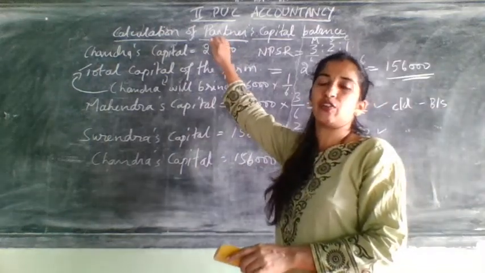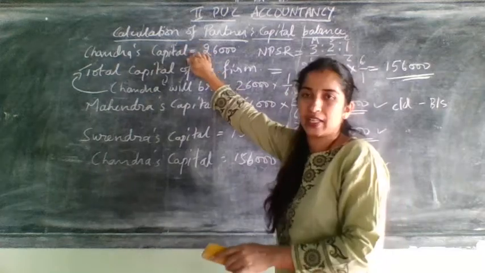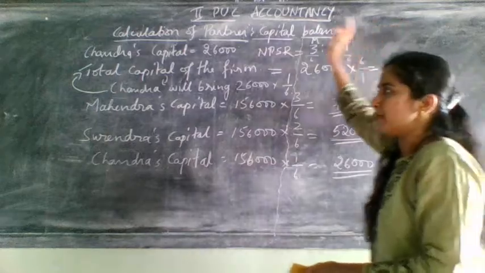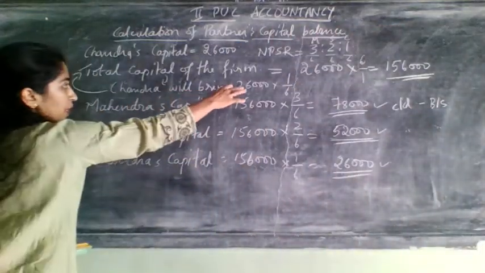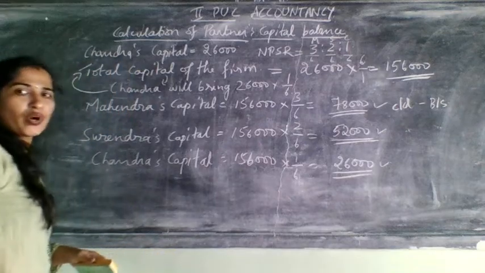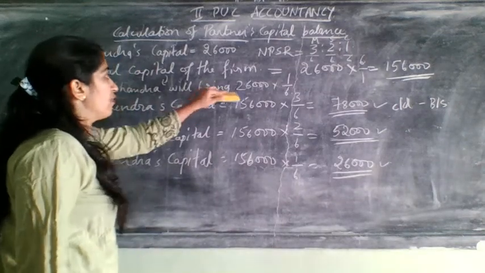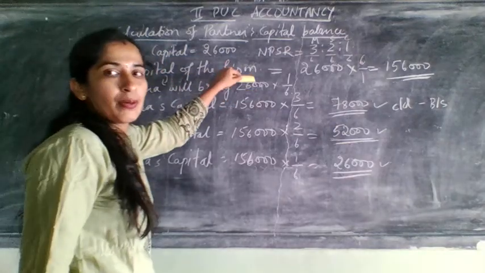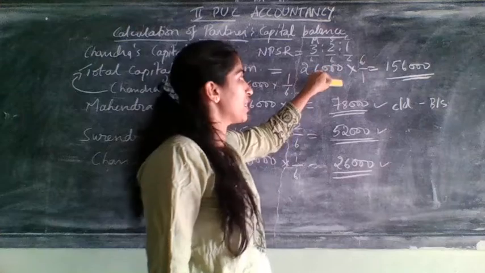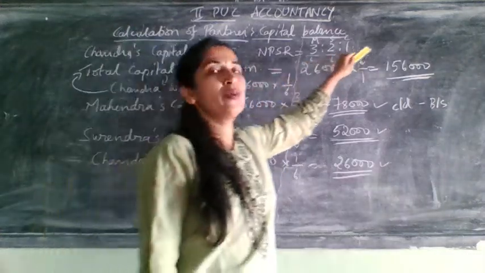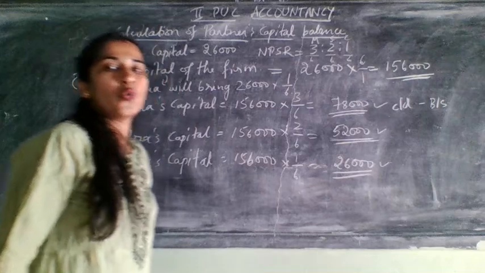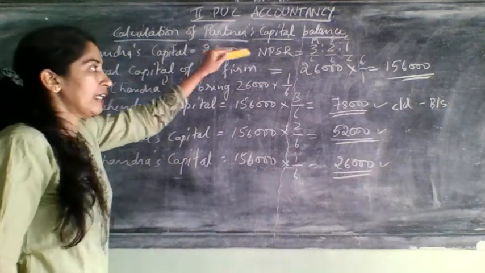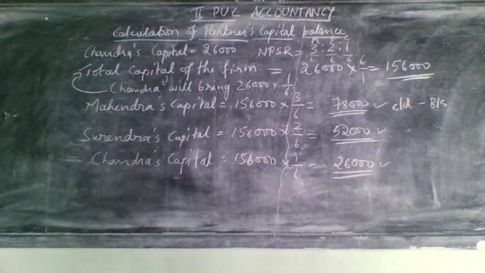Here we need to find out whatever they have given in the problem. Chandra's capital they have given 26,000 and new profit sharing ratio 3:2:1. Next, Chandra will bring how much? 26,000 for 1/6 share. So on the basis of this we need to find out the total capital of the firm. Total capital of the firm will be 26,000 into reverse of this, that will become 6/1. So it will come 1,56,000.